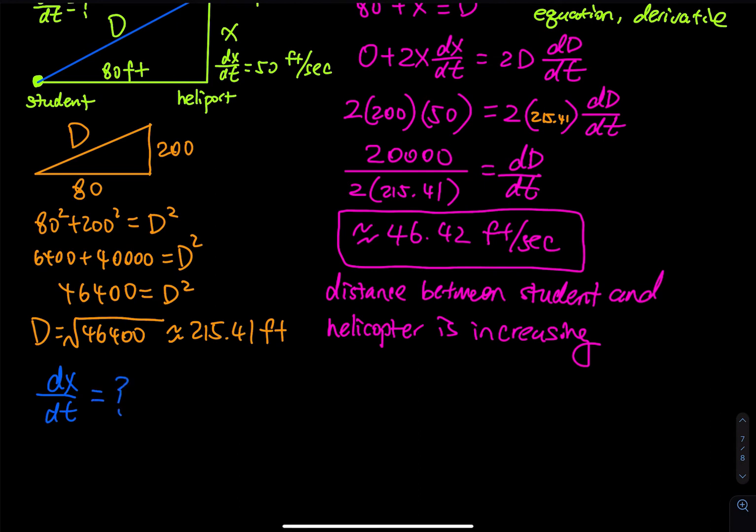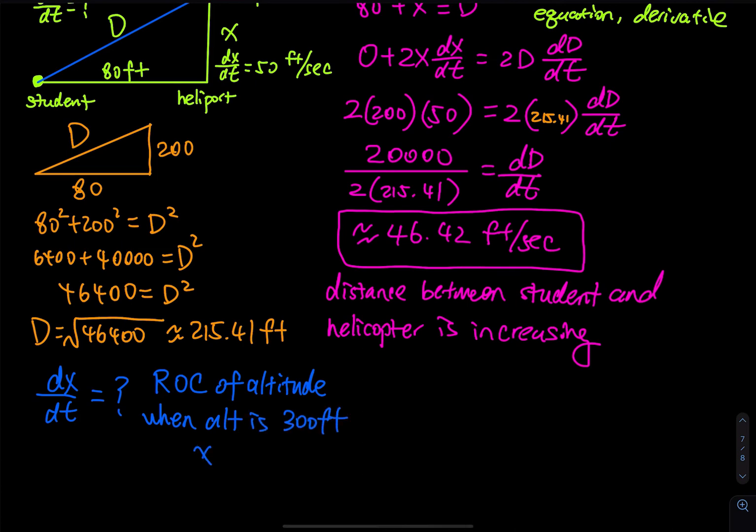So what does that mean? What is the rate of change, ROC, of the altitude, which is x? What is the rate of change of altitude when the altitude is 300 feet? So that means when x is equal to 300 feet. Of course, I have to give you some givens. Given the distance between the student and the chopper is increasing at 30 feet per second, and the distance between the student and the chopper is 600 feet.